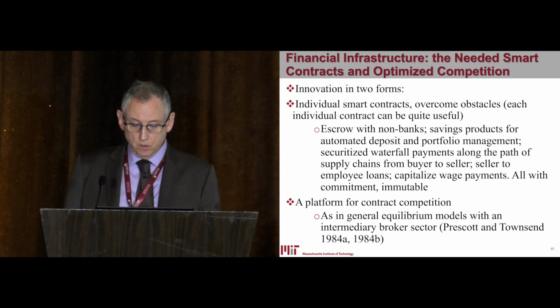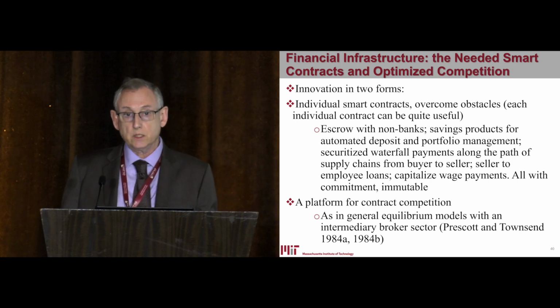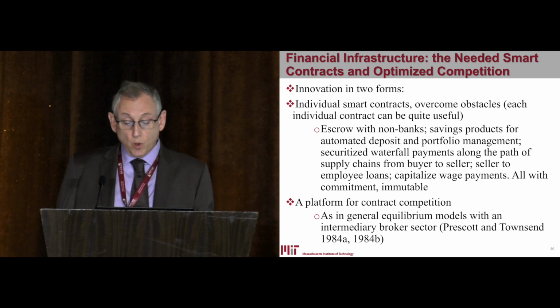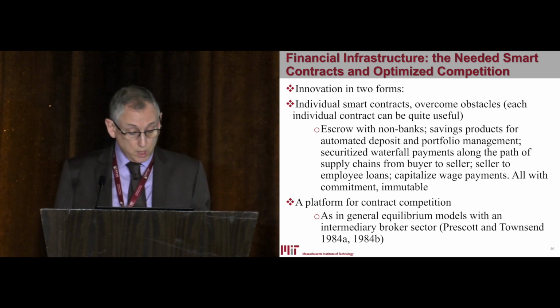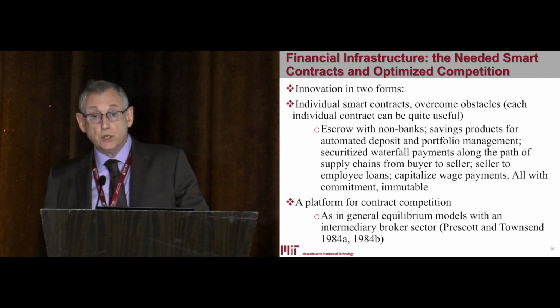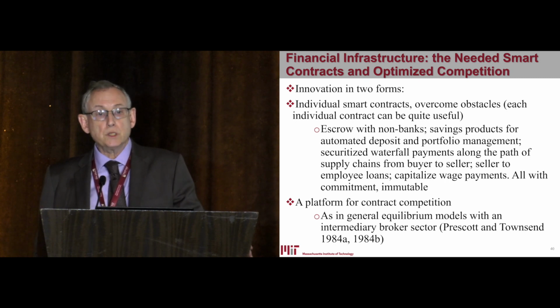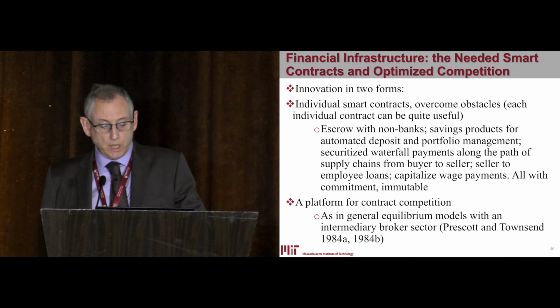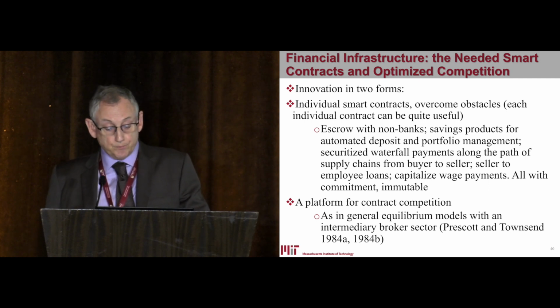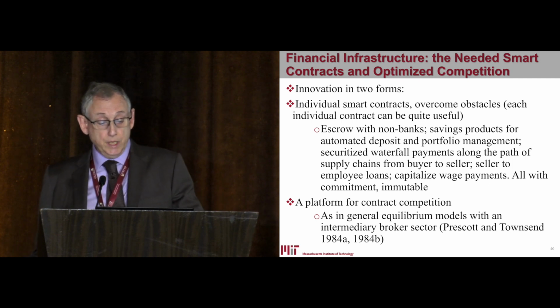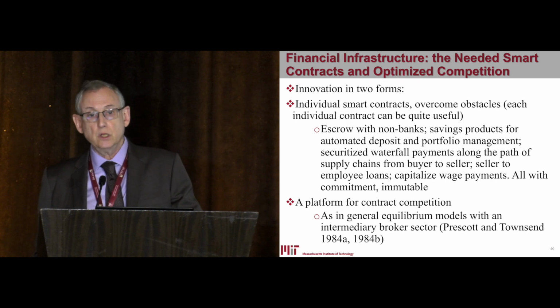So innovation is happening in two forms. First of all, smart contracts. You can introduce smart contracts that overcome obstacles that are there now. Escrow with non-banks, savings products for automated deposit and portfolio management, securitized waterfall payments along the path of supply chains from buyer to seller, and in turn from seller to employee loans. Another version of that is capitalizing future wage payments. All this is committable. The future is committable, hence capitalizable back to the present. That's what is meant by waterfall payments. All committable and immutable.